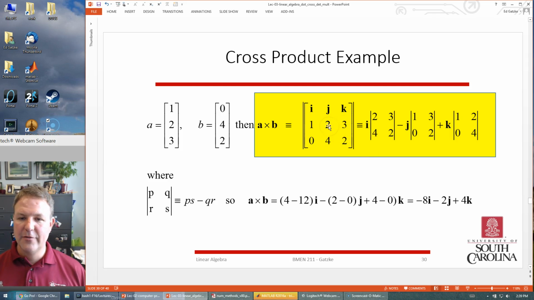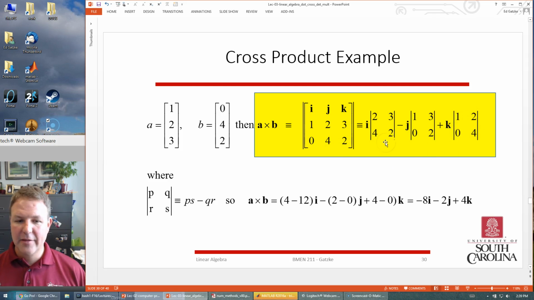I times the determinant of 2, 3, 4, 2, which is going to be 2 times 2 minus 3 times 4. Subtract j. Remember, it's the second element that's always subtracted. So you subtract j times, remove this row and this column, you get 1 times 2 minus 3 times 0. That determinant of 1, 3, 0, 2. Plus k times the determinant of this matrix, 1, 2, 0, 4: 1 times 4 minus 2 times 0.